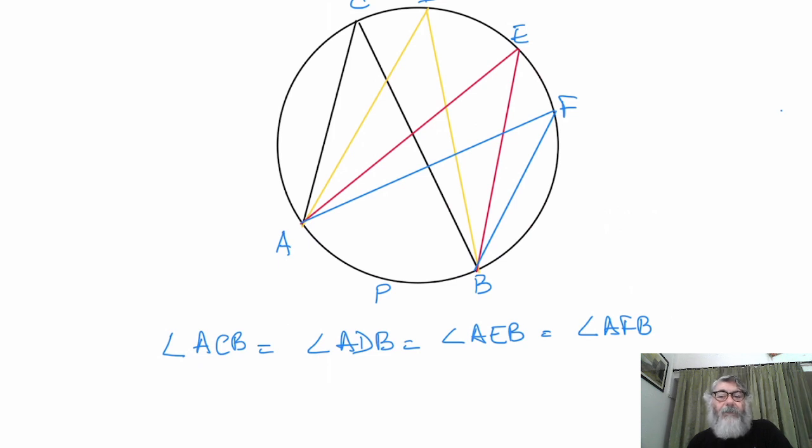So, angles in the same segment of a circle are equal, and this property we will be using time and again. Angles in the same segment of a circle are equal.